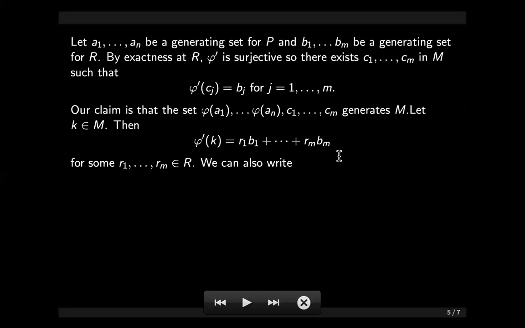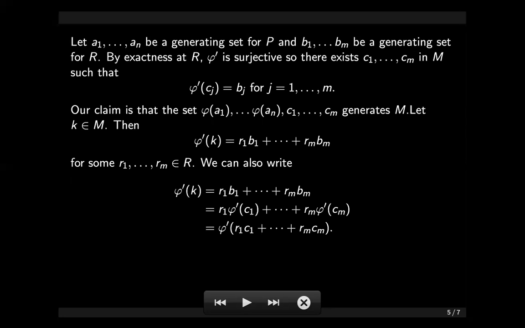Okay, so now we're going to let K be an arbitrary element of M. Then if we map K into R, we could write phi prime of K as some linear combination of the basis elements for R. Now we could rewrite this expression because we know the preimages of our b sub 1 through b sub m are going to be c sub 1 through c sub m, so the images are phi prime of c sub 1 through phi prime of c sub m. And we could pull out the phi prime because it's an R-module homomorphism.